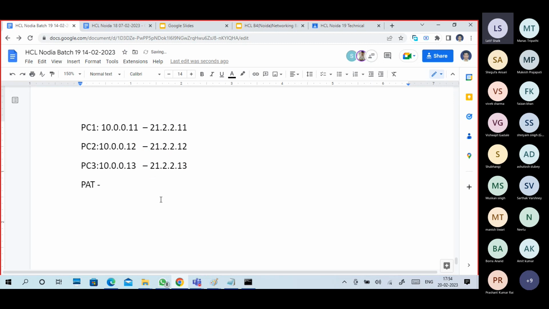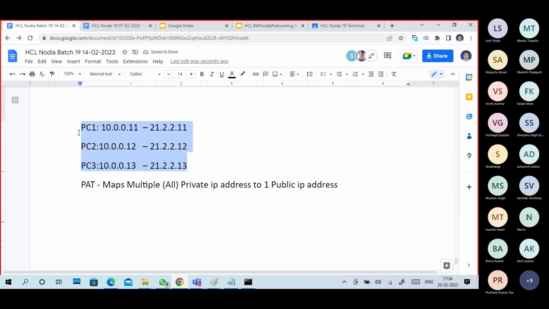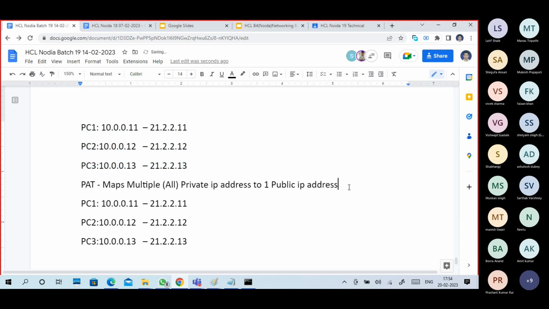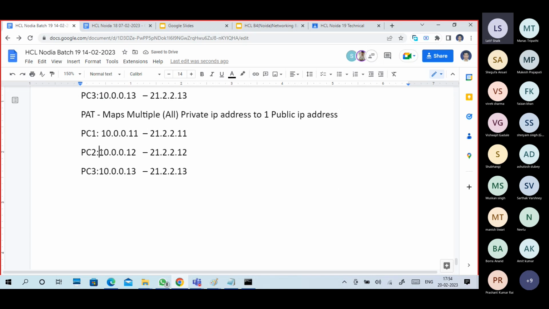So what are we using? We are using the PAT technique, also called NAT overload. What it will do is map all private IP addresses to one or two public IP addresses. Same thing, I'm taking the same list, but it is a little different. Private IP addresses are the same, but for public I have taken only one, for example, like this.